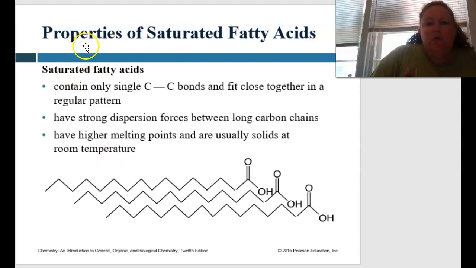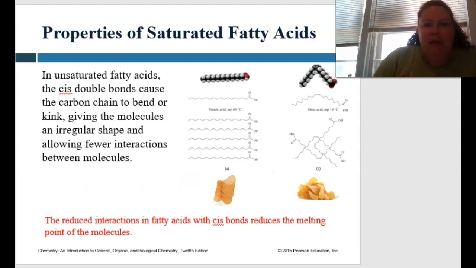Looking at the properties of saturated fatty acids, remember that they don't have any double bonds in the fatty acid tails. They're only single bonds, so they can stack really well when we're playing Tetris, right? They can fit close together in a regular pattern, and they have a strong dispersion force between the long carbon chains. They have higher melting points and are usually solids at room temperature, because they stick so close. It's kind of like cement. Look at those potato chips, they stack really well. They're going to tend to solidify.